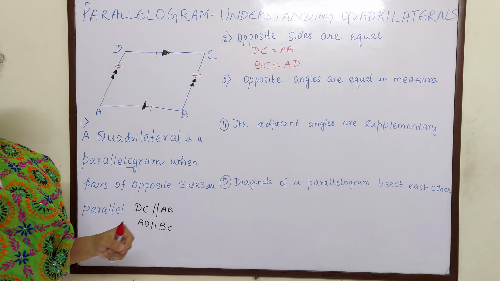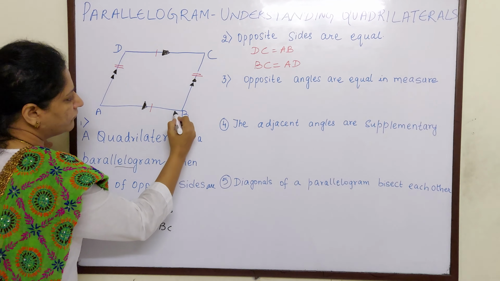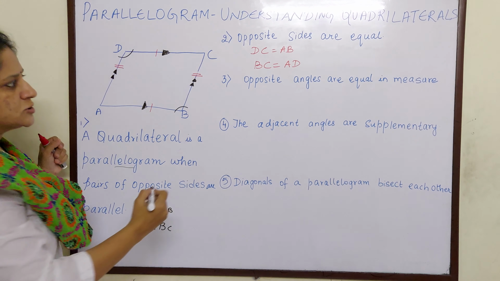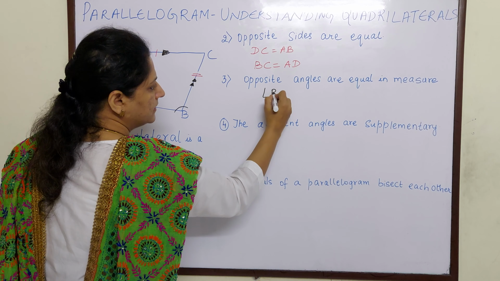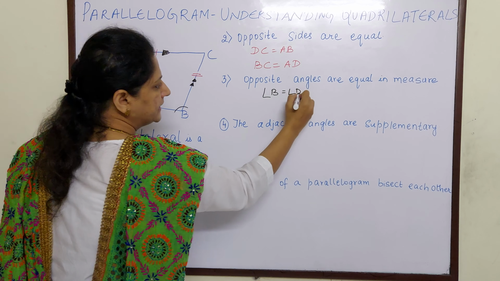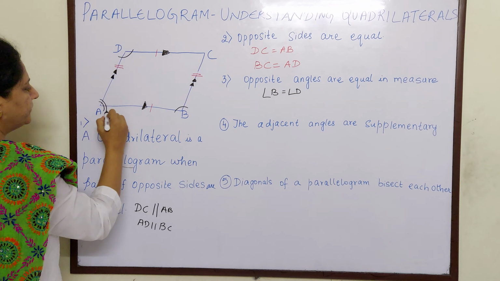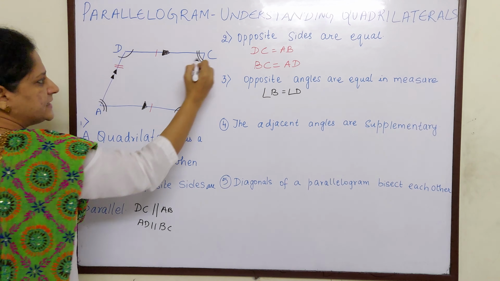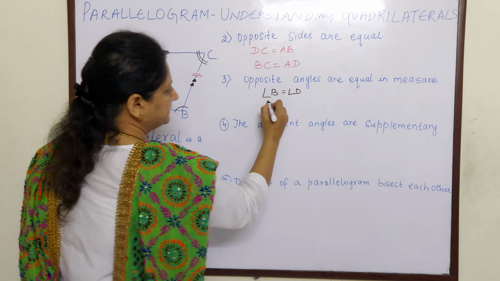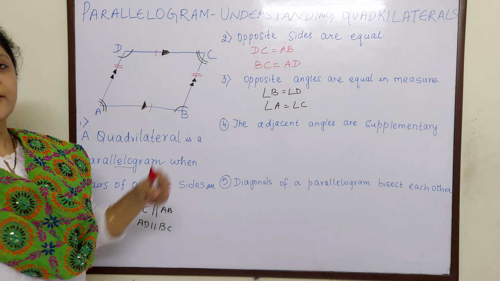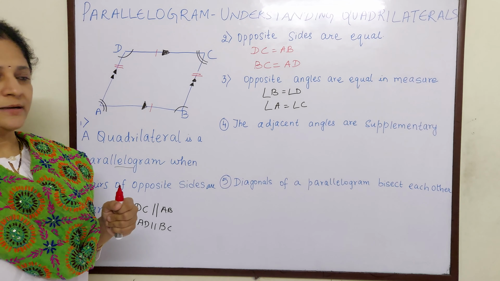So what are opposite angles? Now for B, the opposite angle is D. So we can say angle B is equal to angle D in a parallelogram, and then angle A is equal to angle C. This statement tells that opposite angles are equal in measure.